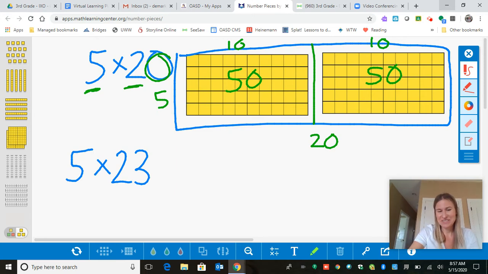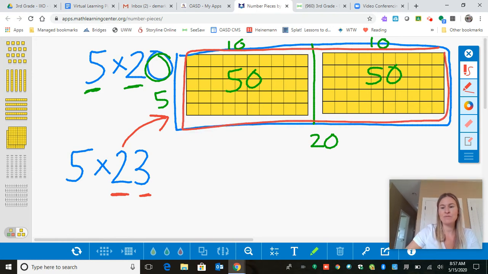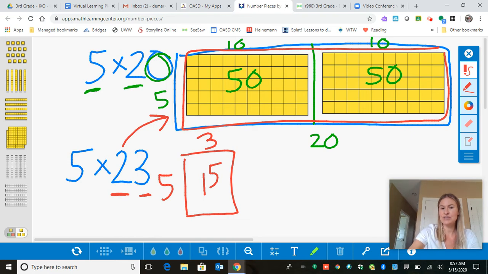What I hope you're noticing is that 23 still has that 20 in it that we just solved. So that 20 is represented here. And it has that 3 extra, which we solved before. So I would take what I already have here, and I would add to it a smaller array of 5 by 3. And a 5 by 3 is 15. So what I need to do to this 15 is add it to this 5 times 20. So it might look like this. 5 times 20 plus 5 times 3.